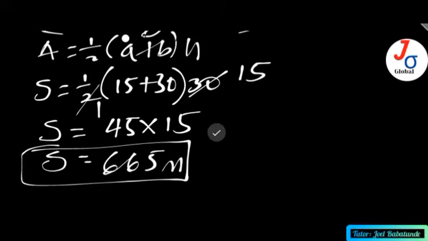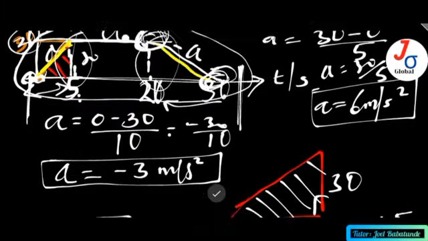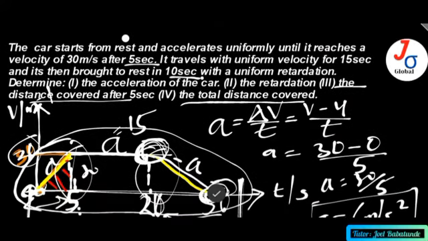So this is the total distance traveled. You can actually split this into triangles, then rectangles, then triangles, and add it up together. You get the same answer. But it's better to actually use the area of the full shape. It makes your work easier.